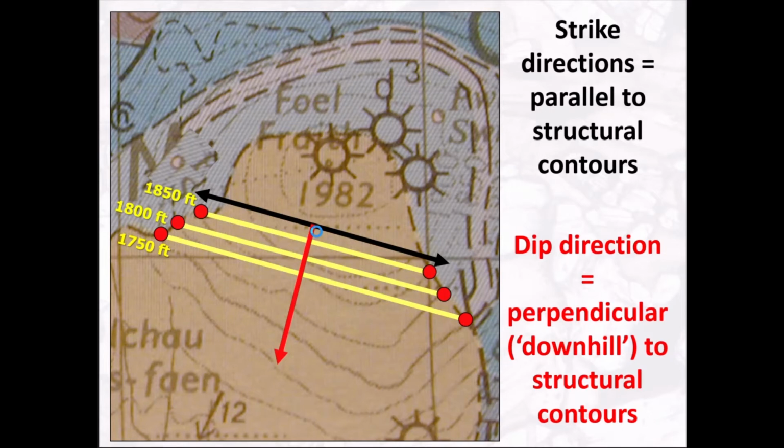Then we have a 50-50 chance, I guess, of getting the dip direction. It could either be dipping in this way, or it could be dipping in this direction, perpendicular to strike. But again, if we look at our labels for our structural contours, we can see that we start off higher here at 1850 and drop down to 1750 here. So the slope is going from north to south. So this is the dip direction. This is the downhill direction, I guess, on our bedding plane.